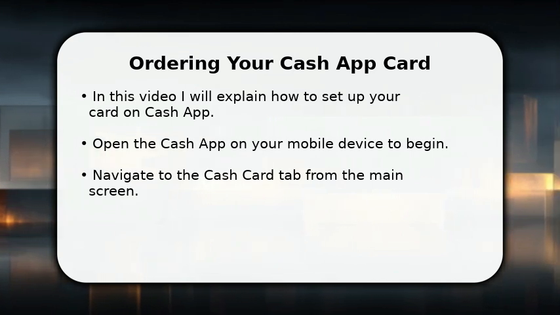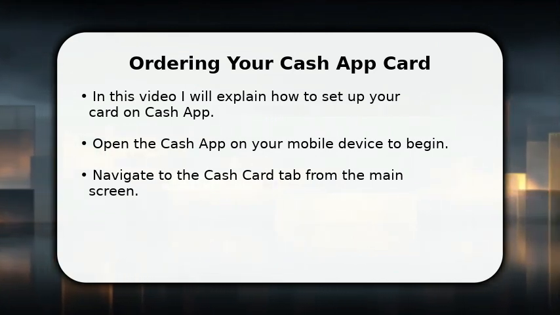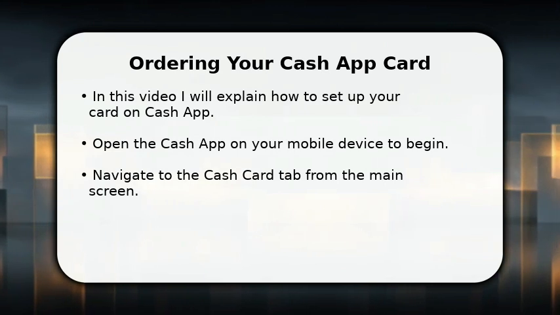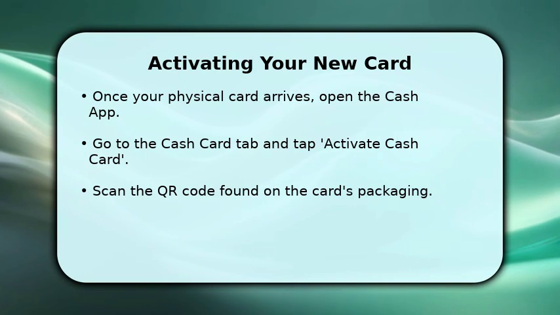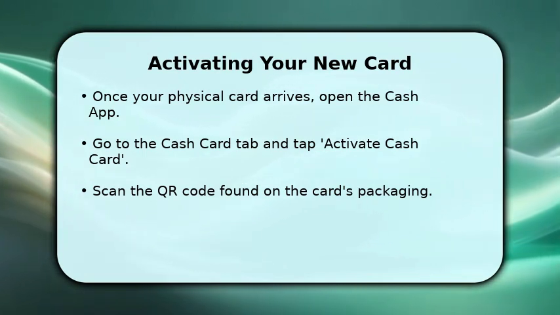Finally, confirm your shipping address and personal details to ensure your new card arrives safely at your doorstep in about 10 business days. Once your physical Cash Card arrives in the mail, the next step is activation.